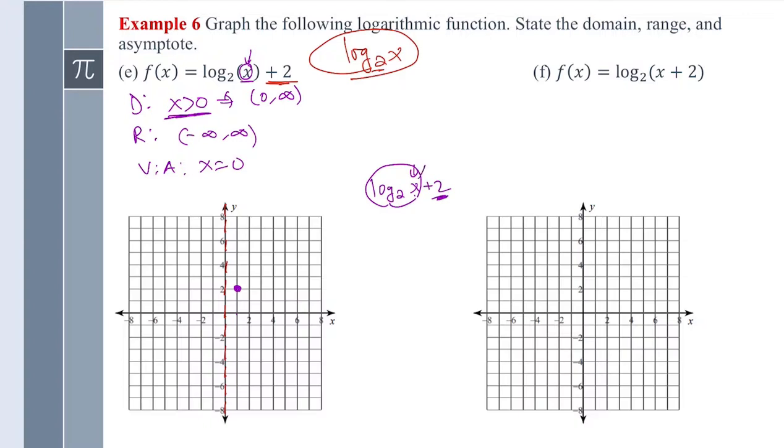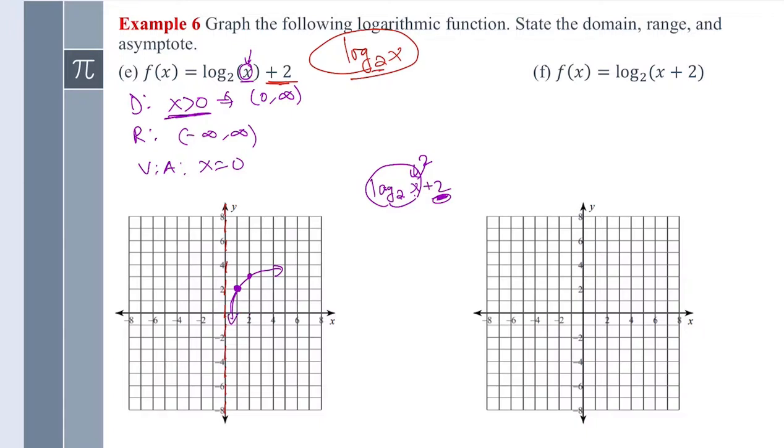Now when x is 2, we have log base 2 of 2, which means this quantity is 1, but plus 2 is there, so that becomes 3. So when x is 2, y is 3. Again, we can just draw this graph like this. We don't have to draw it perfectly. That's what we guess it looks like.